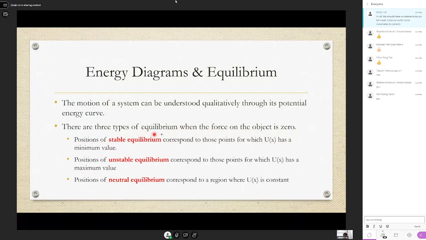When we talk about equilibrium, we know that it is not moving. There is no force acting on the object. That's why it's not moving. So there are three types. One is stable, the other one is unstable, the third one is neutral.